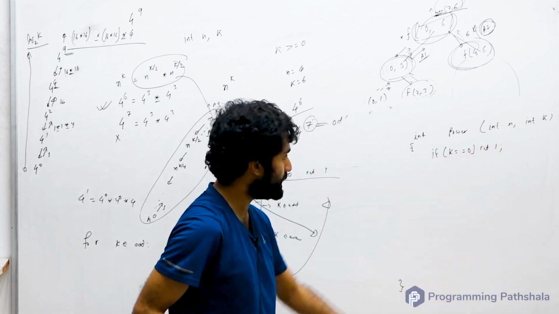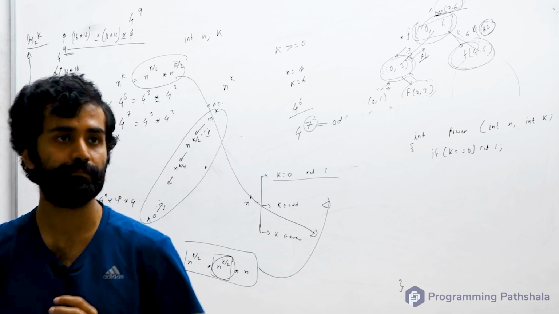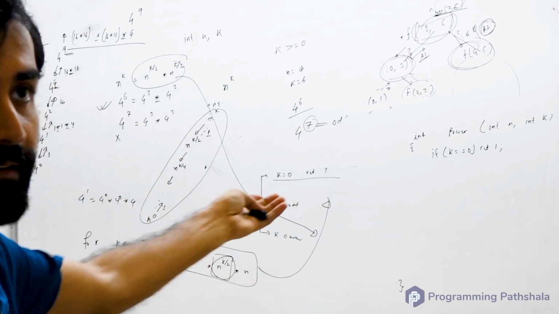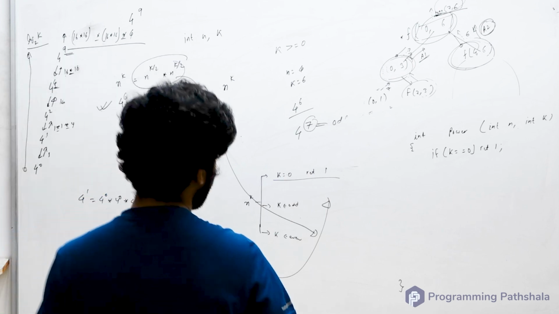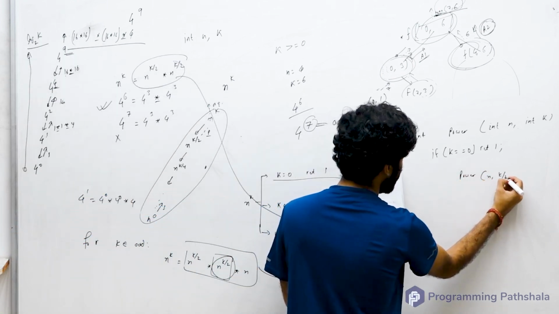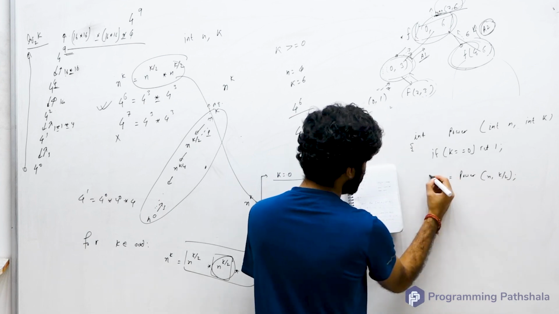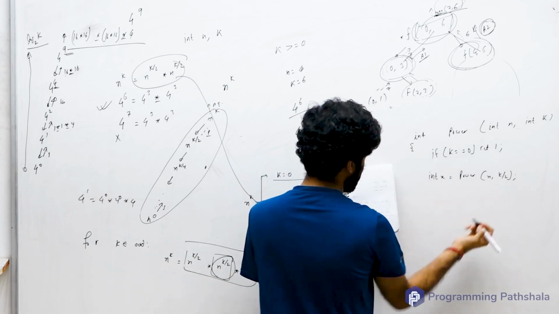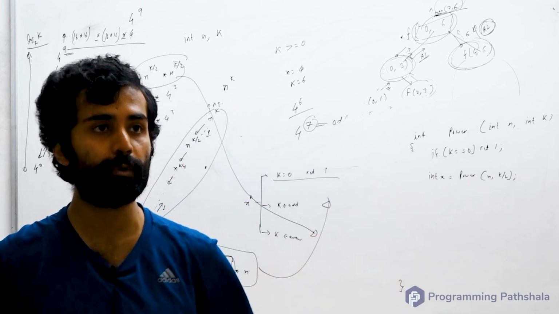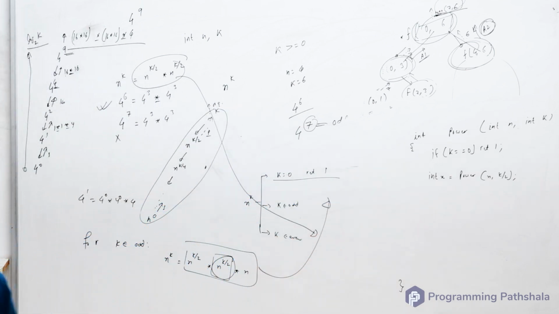Otherwise, what am I supposed to do? I'm supposed to call one of my children because left and right both are the same. So I can call power of n comma k by 2, and this will return me some value which I will capture in x. What should I do from here? Should I simply return x into x after this line? Is it right to do? No, that is not right to do.